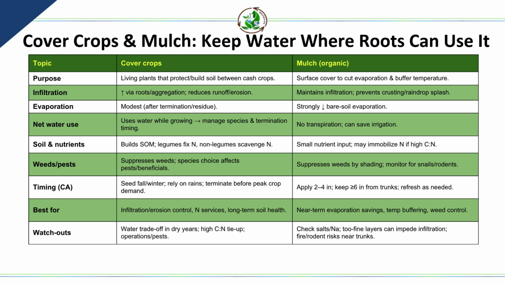Cover crops do use water while they are growing, so it's important to manage the species and timing of termination carefully. Cover crops also build soil organic matter. Legumes can fix nitrogen, while non-legumes can scavenge excess nitrogen. They can suppress weeds, and your choice of species can also influence pests and beneficial insects. In California, cover crops are usually seeded in the fall or winter, rely on winter rains, and should be terminated before the peak water demand of the main crop.